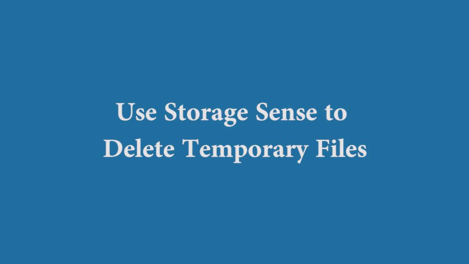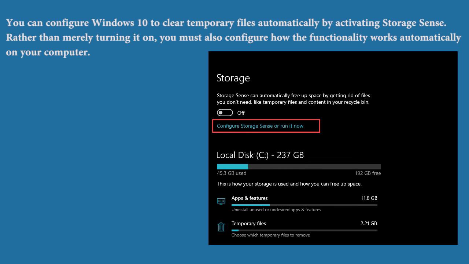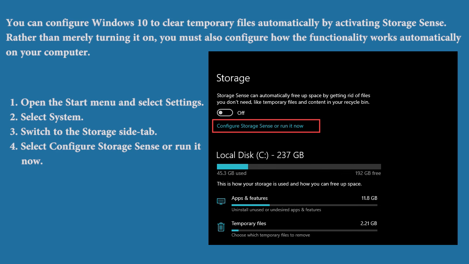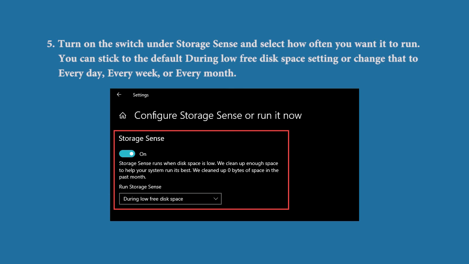Use Storage Sense to delete temporary files. You can configure Windows 10 to clear temporary files automatically by activating Storage Sense. Rather than merely turning it on, you must also configure how the functionality works automatically on your computer. Open the Start menu and select Settings. Select System. Switch to the Storage side tab. Select Configure Storage Sense or Run it now. Turn on the switch under Storage Sense and select how often you want it to run.